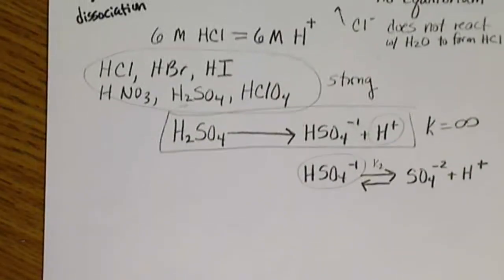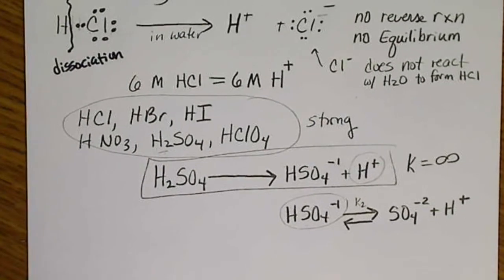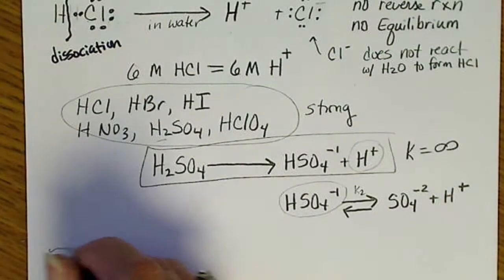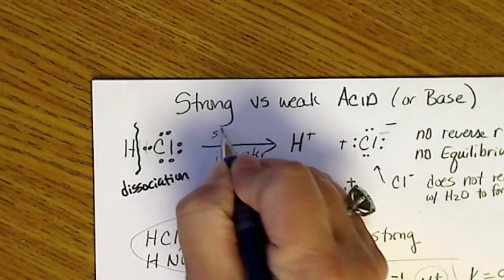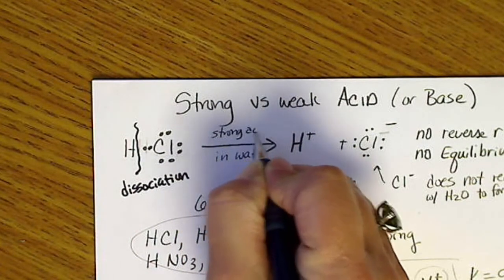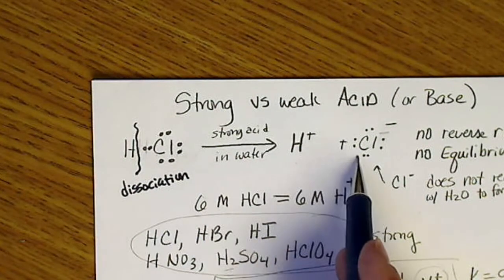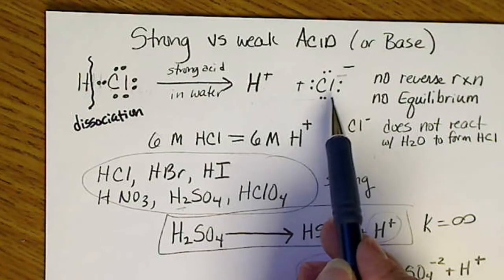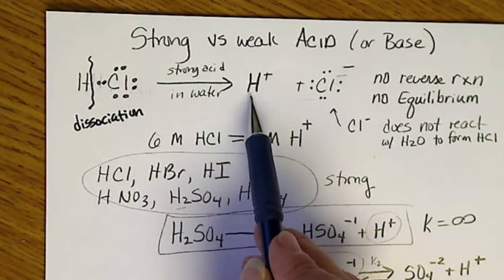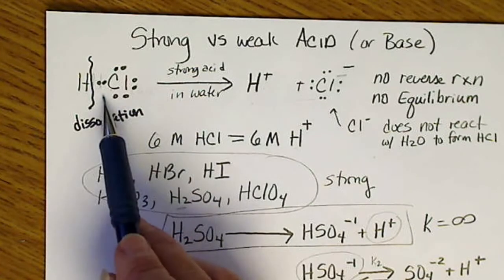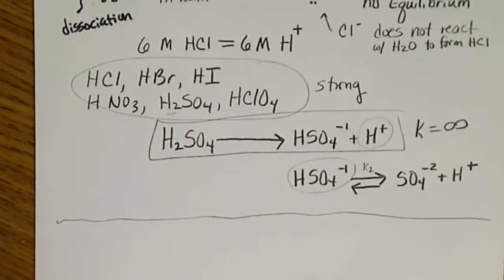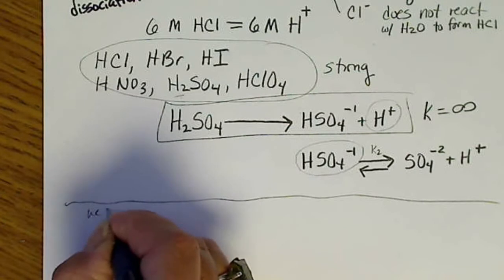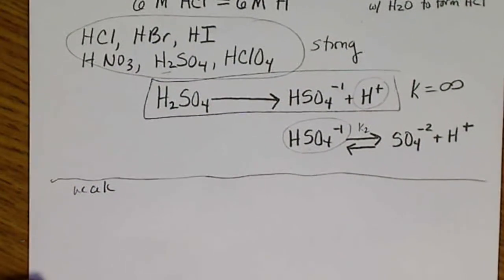So if we have a weak acid, for example, hydrofluoric acid, I probably should have said here this was strong. Strong acid, 100% dissociation. This reaction goes all the way to the right. That means chloride is never going to pull a proton off of water and make intact HCl. So a weak acid, that's a different story.